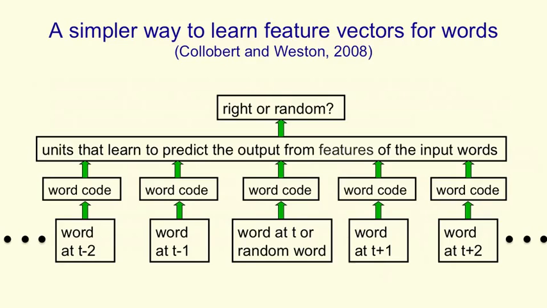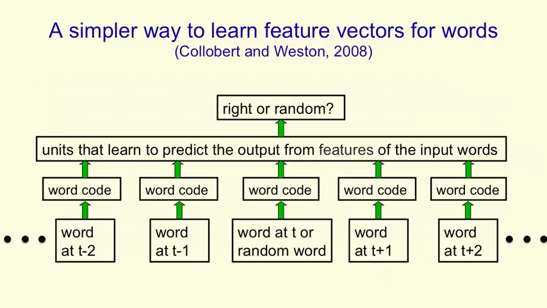So they look at a window of 11 words, 5 in the past and 5 in the future, and in the middle of that window they put either the correct word, the one that actually occurred in the text, or a random word. And then they train a neural net to produce an output that's high if it's the correct word and low if it's a random word.